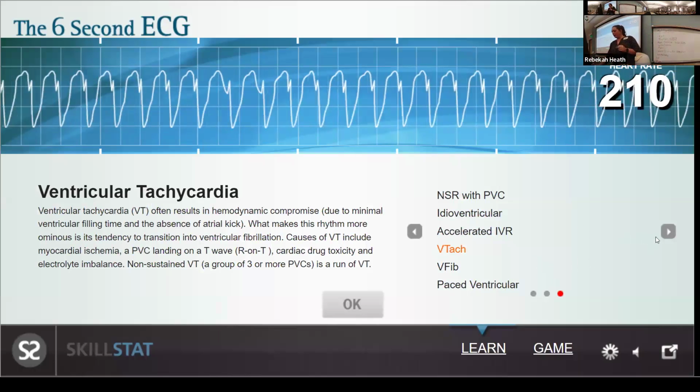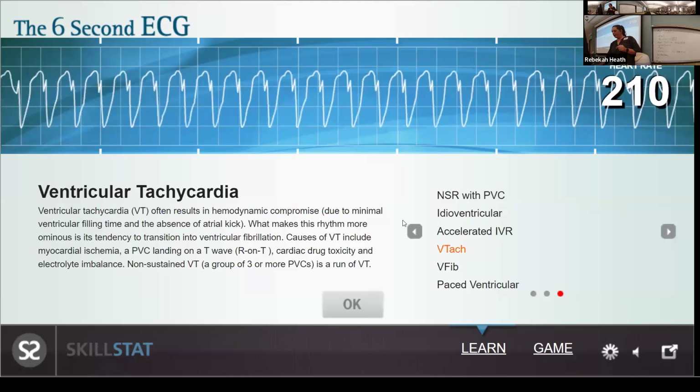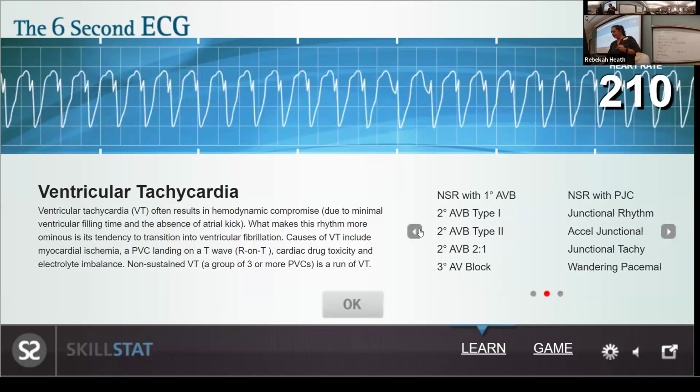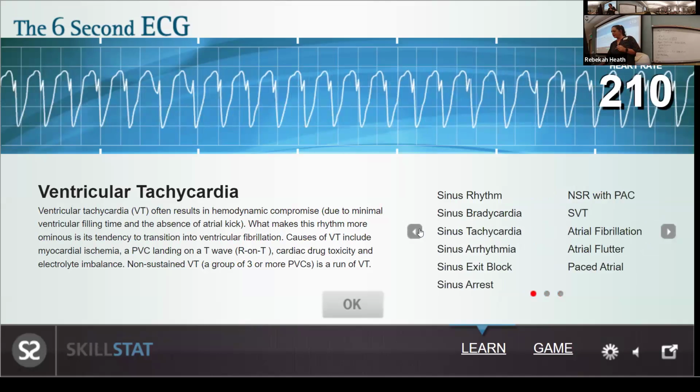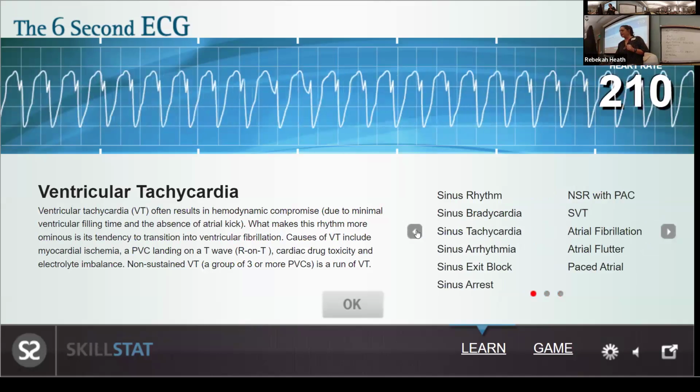And let's see, do we have asystole on here? I don't know if I saw it. What does asystole look like?